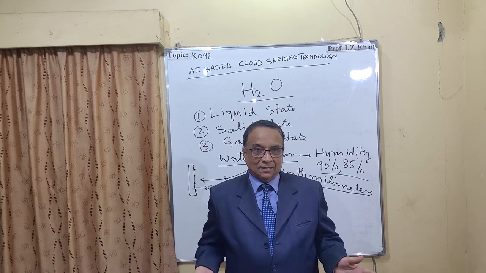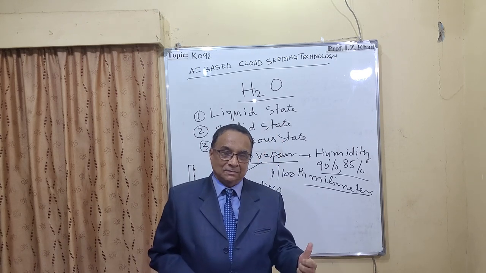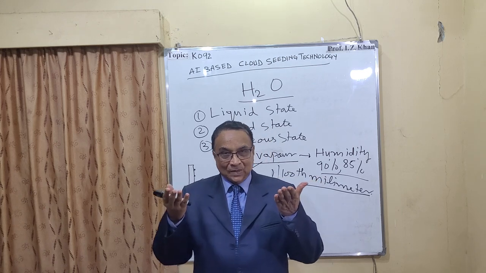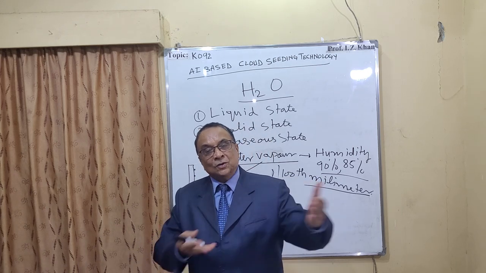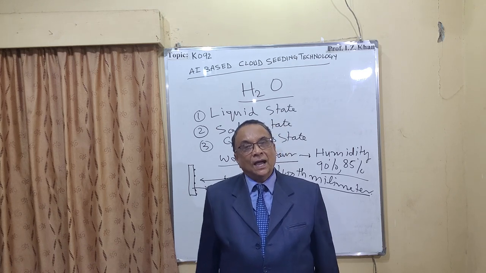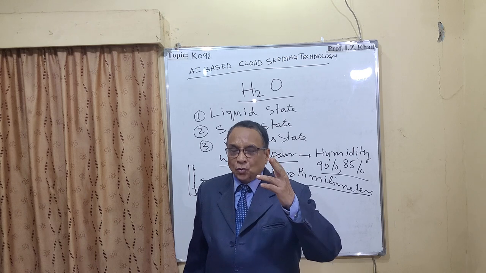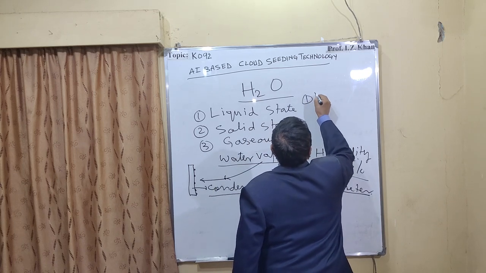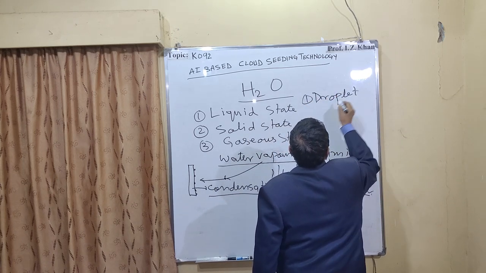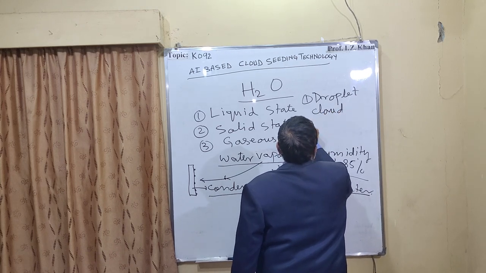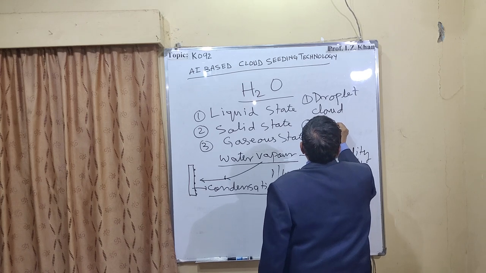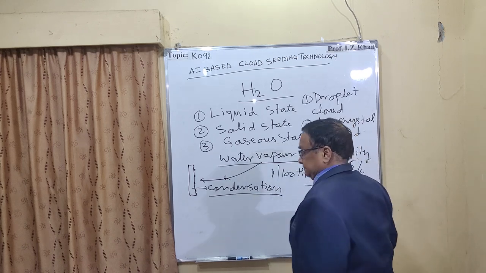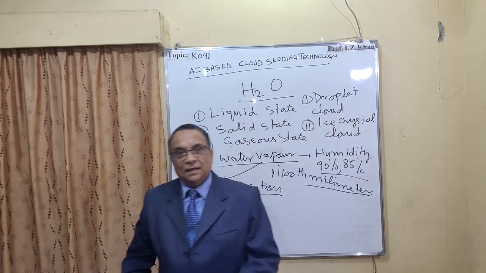All these vapors, by high temperature from sea level or from any source of water from the earth surface, are evaporated. Evaporation means changing liquid into gaseous form. That gaseous form is called vapor, and it is going higher and higher. And there are two types of cloud formation. One is called droplet cloud, and the second one is called ice crystal cloud.